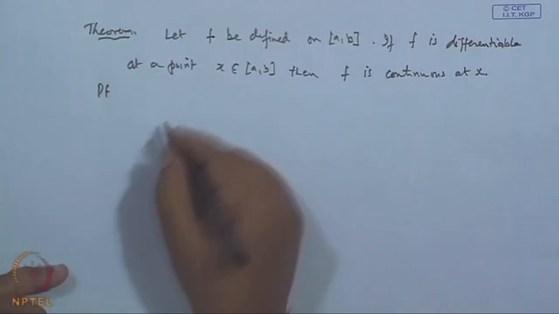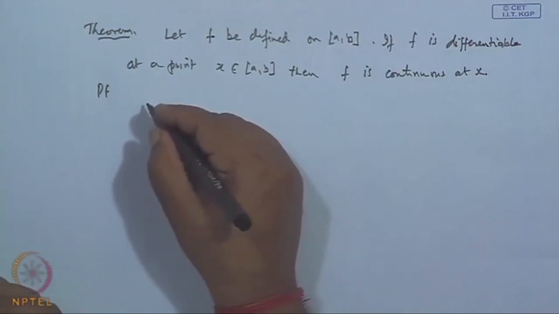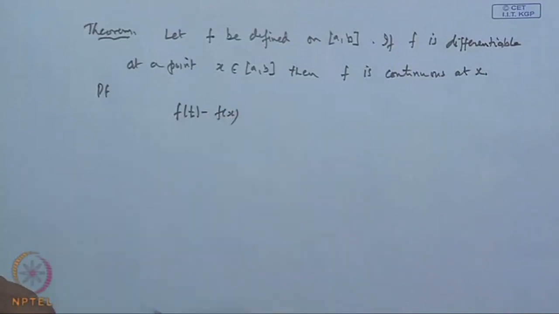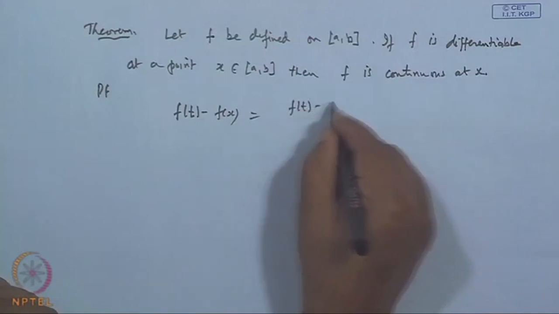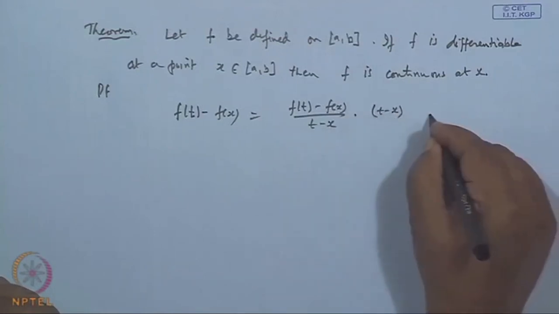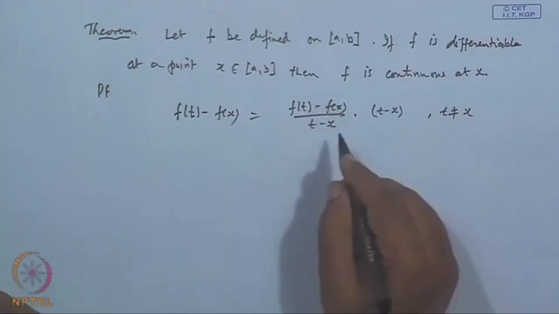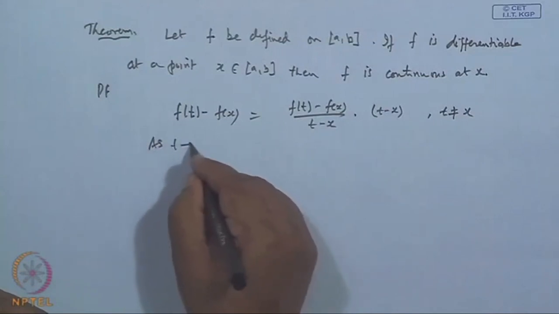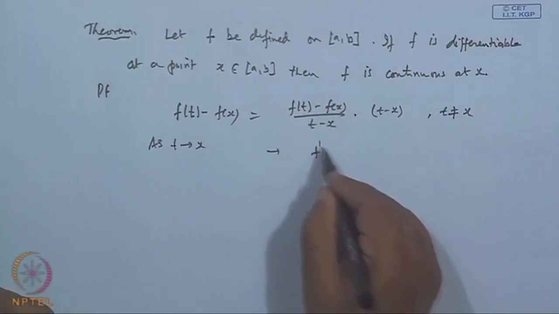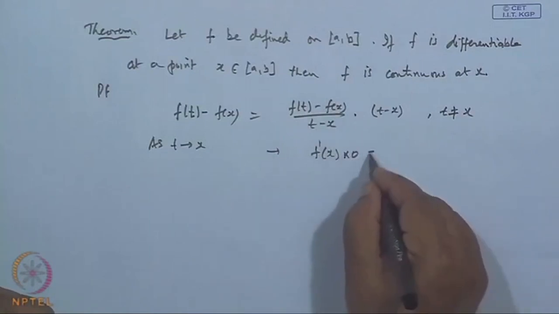Okay, we want the continuity. So, let us take the point t which goes to x. Take f(t) minus f(x). This can be written as [f(t) minus f(x)] over [t minus x], times (t minus x), where t is different from x. So, obviously, this is well defined. Now, as t tends to x, the first part gives the derivative f prime of x by definition, and this part will give 0. So, the total will be 0.